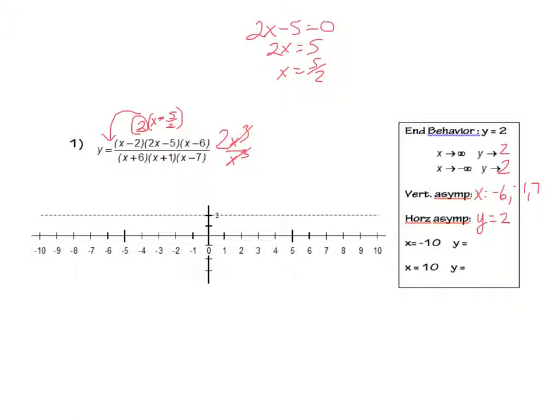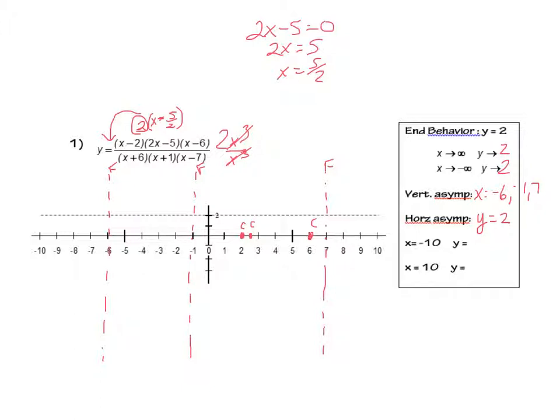Now in this particular box I don't have the zeros, but I do have zeros. Let's go ahead and mark up our picture. So my zeros are on the top, so that's going to happen at 2. That's to the first power, so it's a cut. And then I have my 5/2, which is really a 2.5, and it's going to be a cut. And then I have a 6. My asymptotes happen at -6, at -1, and at 7. These are all to the first power, so they are all flips.